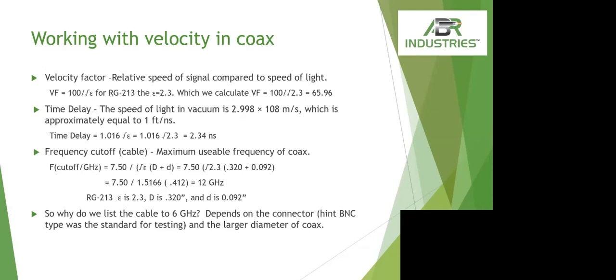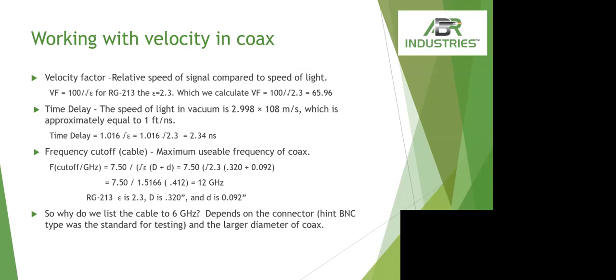and get 2.34 nanoseconds. Now, remember the math is never perfect, so when we look at that, we look at an average range of plus or minus 5%. And then the final thing is the maximum usable range of the coax itself. That goes back to the diameter of the coax and the cutoff frequency that we need to check for with the dielectric that's being used.